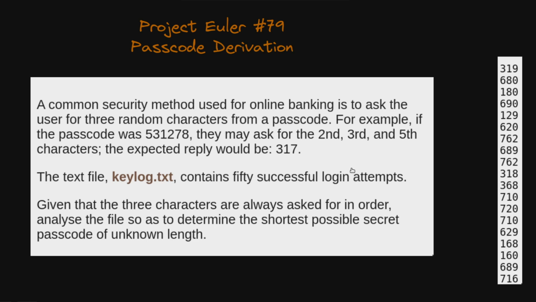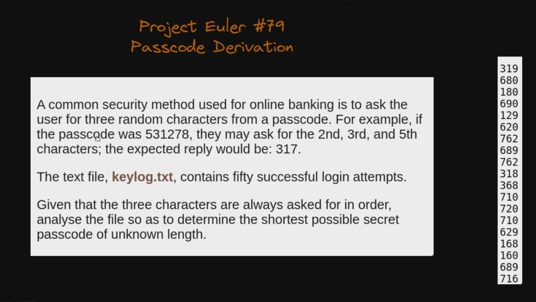Let's go over another fairly straightforward problem from Project Euler, problem number 79, passcode derivation. So in this problem, let's see what they have given. A common security method used for online banking is to ask the user for 3 random characters from a passcode.